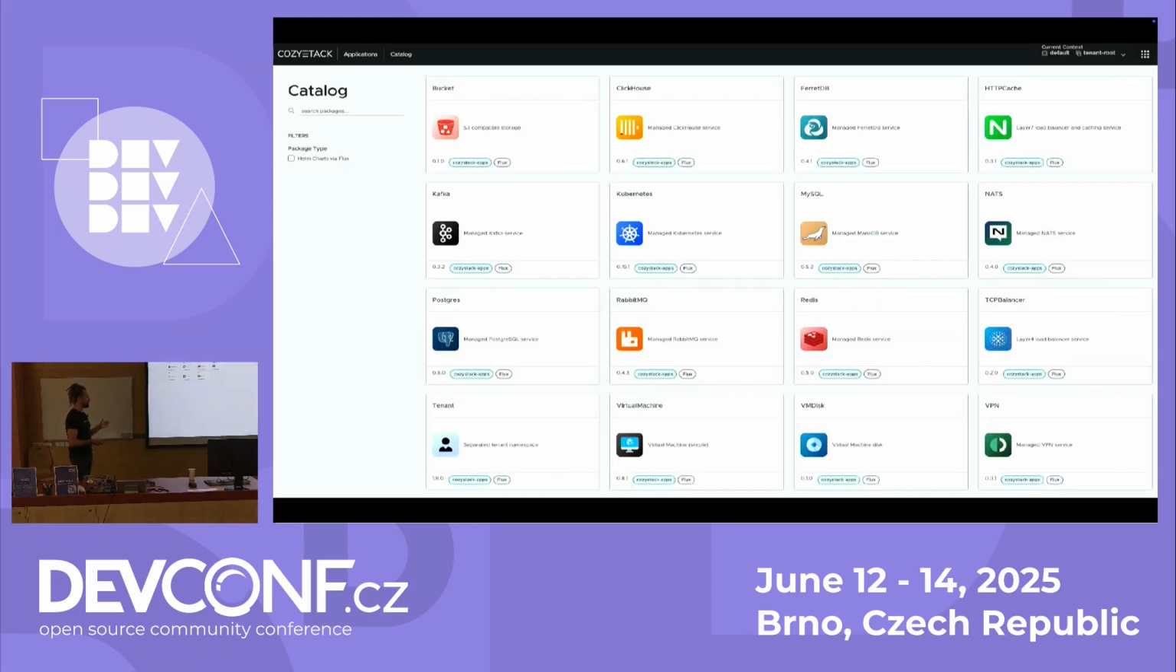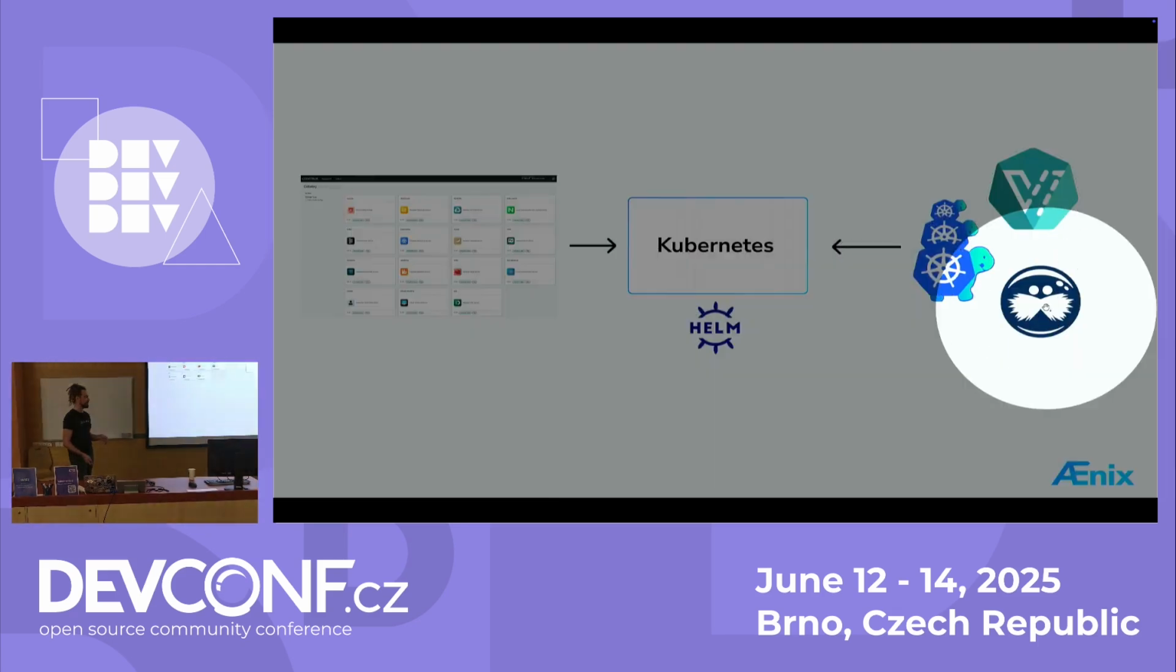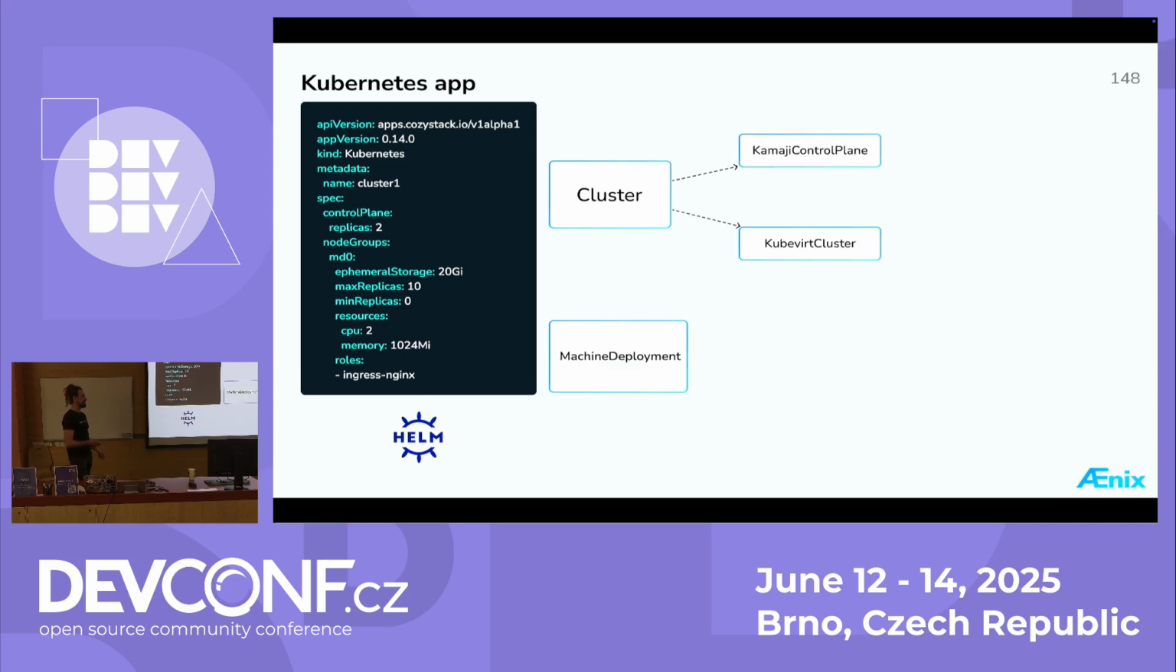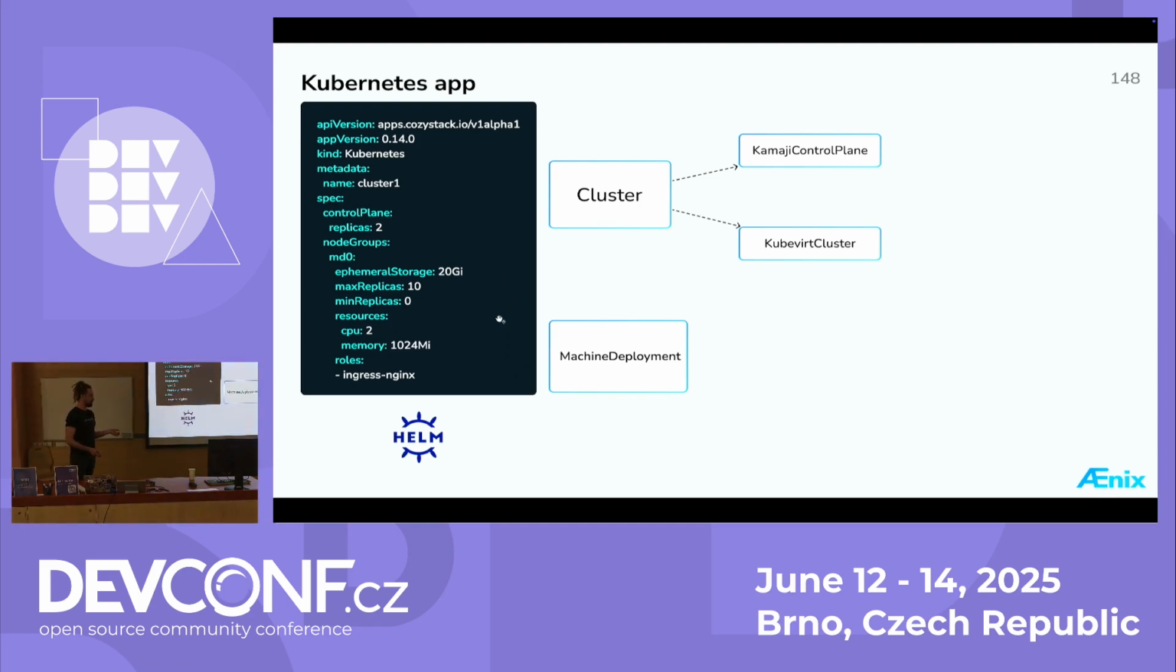Let's say we have the dashboard, the user creates a Kubernetes cluster, and then it is managed by KubeVirt, Cluster API, and Kamaji. Under the hood, it creates a cluster object, Kamaji control plane, KubeVirt cluster, and also for every node group which the user can specify here, it creates a machine deployment, which creates also a KubeVirt machine template and a Kubeadm config template. All of these resources are managed by so-called Cluster API providers.